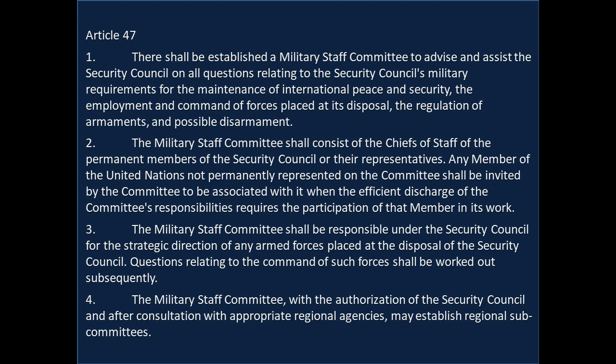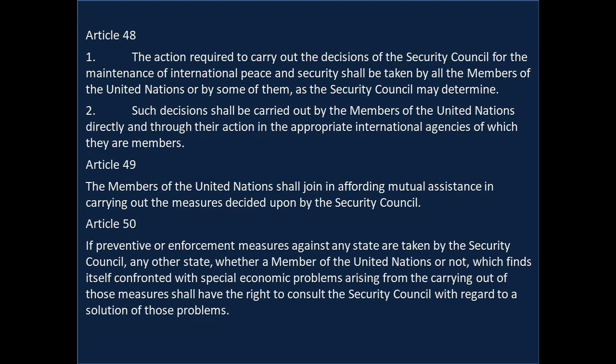4. The Military Staff Committee, with the authorization of the Security Council and after consultation with appropriate regional agencies, may establish regional subcommittees. Article 48. 1. The action required to carry out the decisions of the Security Council for the maintenance of international peace and security shall be taken by all the members of the United Nations or by some of them, as the Security Council may determine. 2. Such decisions shall be carried out by the members of the United Nations directly and through their action in the appropriate international agencies of which they are members. Article 49. The members of the United Nations shall join in affording mutual assistance in carrying out the measures decided upon by the Security Council.